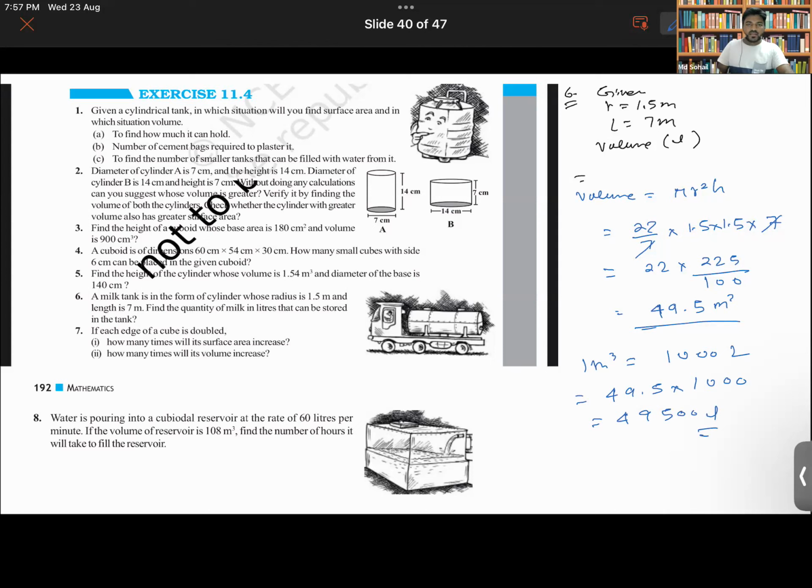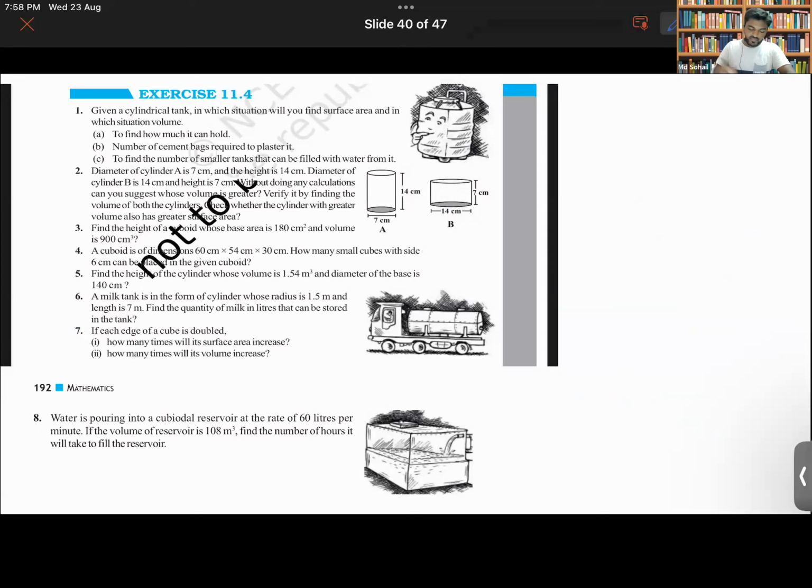Okay. Now, moving on to the next question. Question number 7. The question says that if each edge of a cube is doubled, how many times will its surface area increase? Give it a try, guys. Solve the first one.